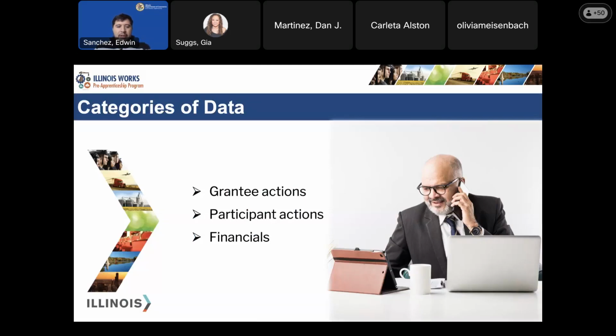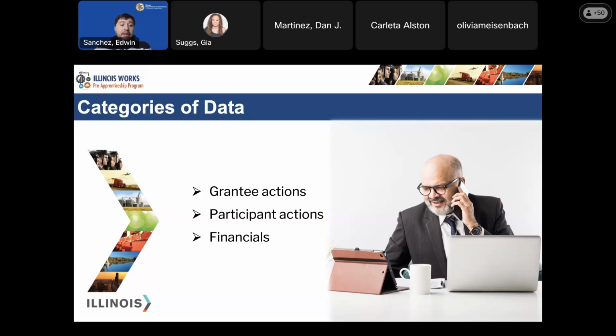All right, so the categories of data. The Illinois Works data will fall into one of the 3 categories. So there's grantee actions. Now, the grantee data includes data regarding your engagement in the development, design, and implementation of the pre-apprenticeship program. Examples include the number of participant cohorts, enrollees, and participants who complete the program.